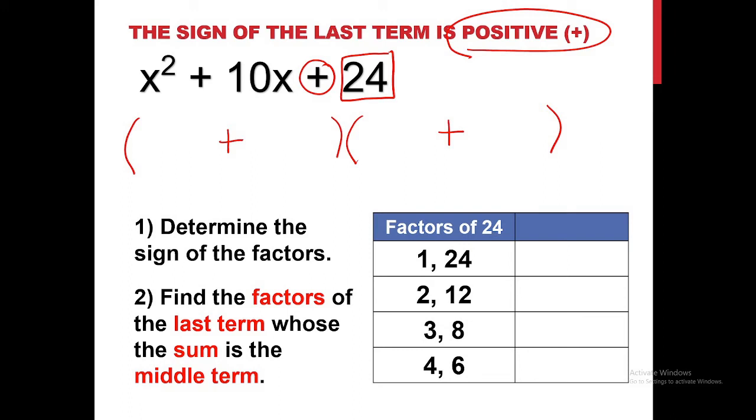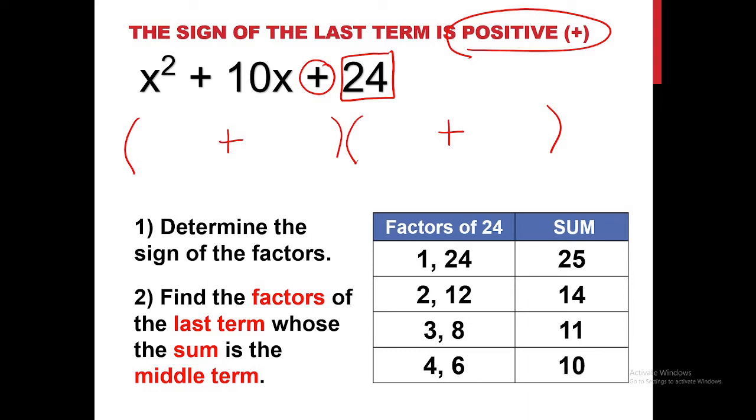Then, out of these factors, what is the sign of the last term? Positive. It denotes addition. It talks about sum. So I will be adding those factors of 24. What will be the first sum? What's 1 plus 24? That will give us 25. 2 and 12 will give us 14. 3 and 8 will give us 11. 4 and 6 will give a sum of 10.